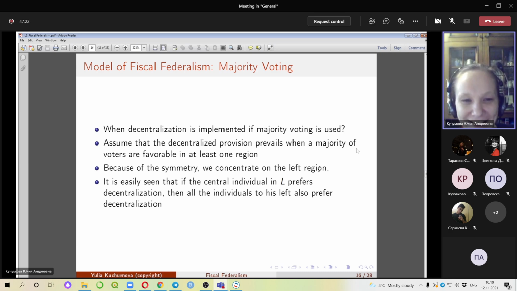And it is easily seen that if the central individual in the left region prefers decentralization, then all the individuals to his left also prefer decentralization. So let us imagine that. Imagine the left region, and imagine the central individual, who sits in the middle, which is 1/4. If he prefers decentralization, then all the individuals to his left also prefer decentralization.